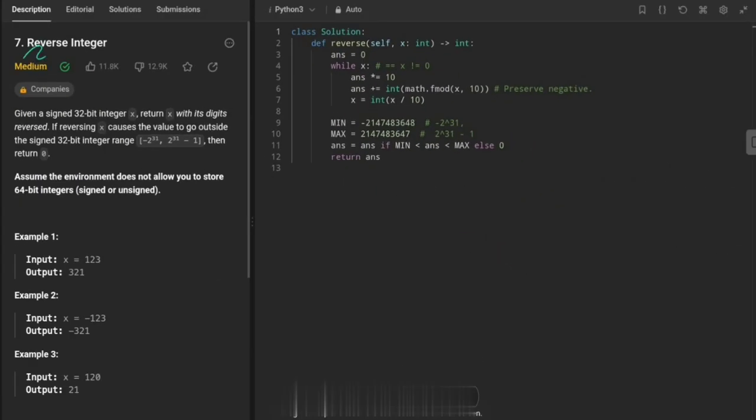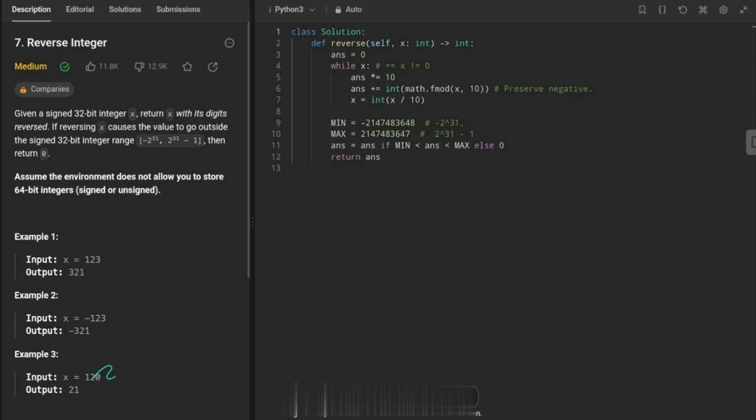Okay, so this is Leetcode 7, reverse an integer. This is part of the famous Leetcode 150 top questions. We get an input number, like in this case 123, we will reverse it, and the output should be 321. We get minus 123, we reverse it to minus 321.